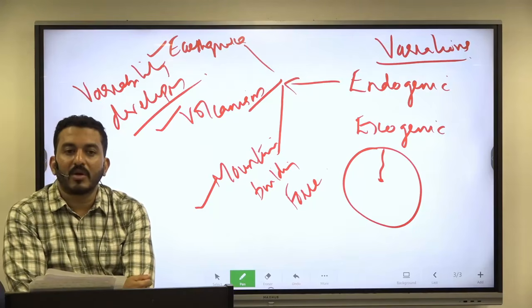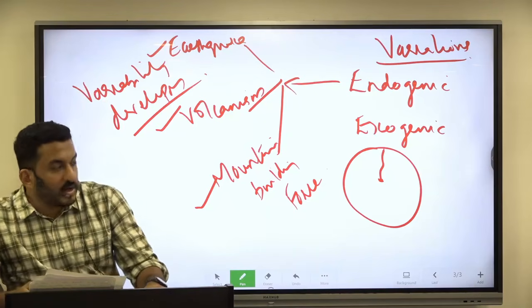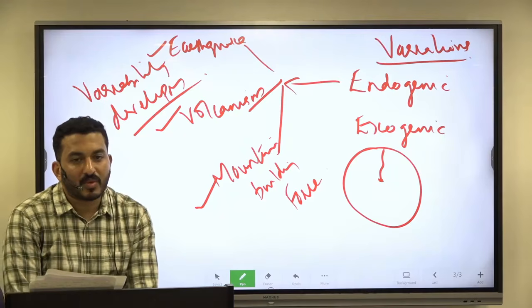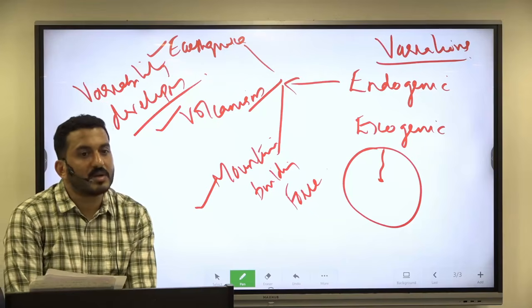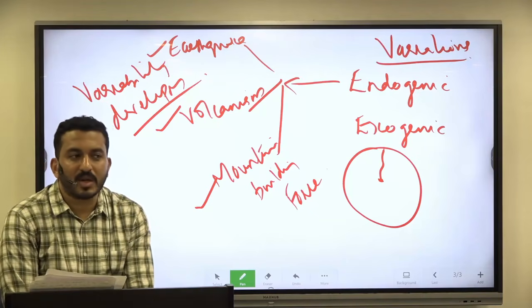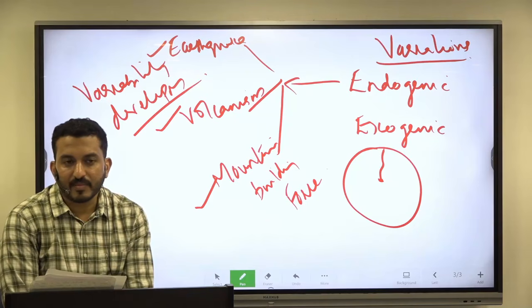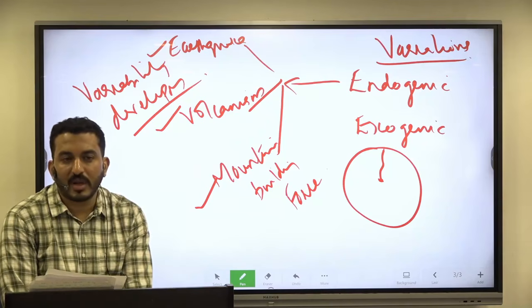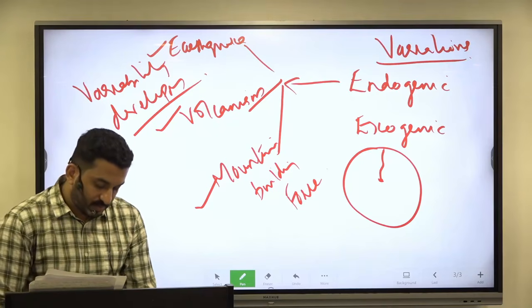If I talk about a country called Japan, Japan witnesses endogenic miracles on a daily basis. Yes or no? Yes. Japan is a country, New Zealand is a country which actually witnesses endogenic miracles on a daily basis. Why and all we'll discuss later. All those things we will study in detail in geomorphology. So we are not dealing with geomorphology right now. We are dealing with oceanography, so I'm not getting into that part.